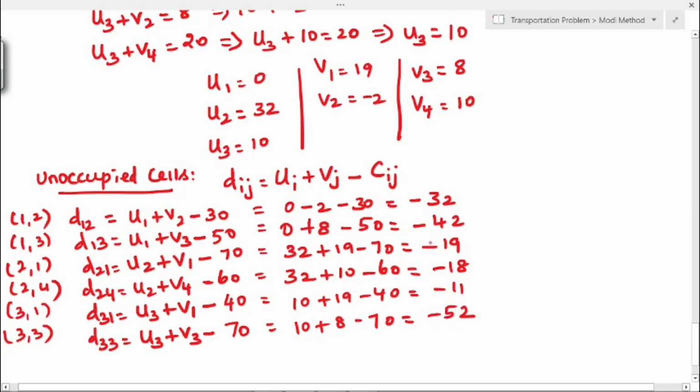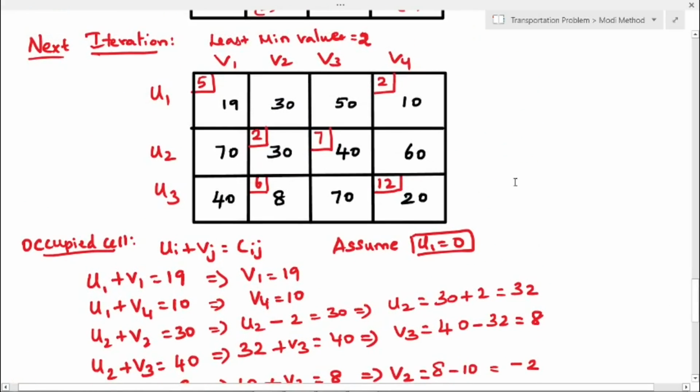Now you have to check whether the opportunity cost values are negative or 0. Here all the values are negative, so we have reached an optimum solution. If any one value is positive, you have to repeat the procedure again, but here all the values are negative, so we have reached the optimum solution. Now you have to find the transportation cost value. For that we consider this table. For finding the transportation cost, we multiply the allocation value by the cost.